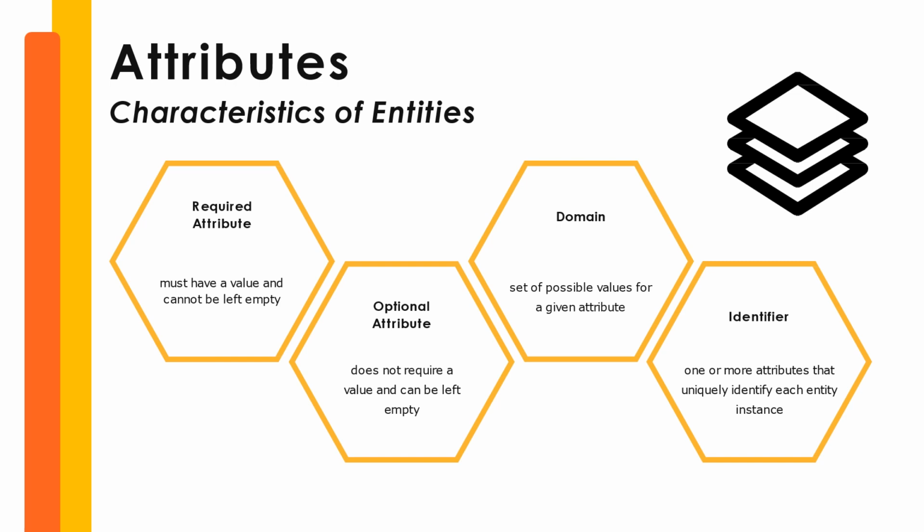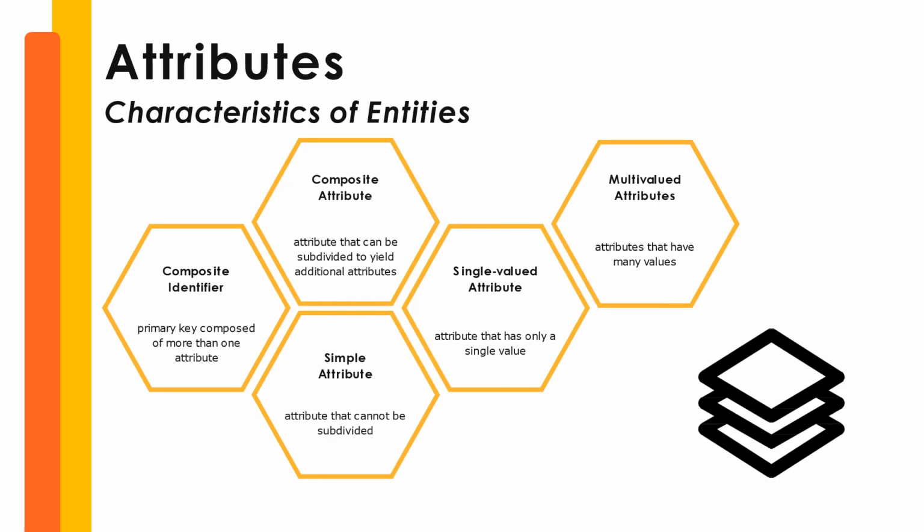An identifier is one or more attributes that uniquely identify each entity instance. The composite identifier is the term we use to refer to a primary key composed of more than one attribute. We also have a composite attribute, which refers to an attribute that can be subdivided to yield additional attributes. We also have a simple attribute, wherein the attribute cannot be subdivided. A single-valued attribute is an attribute that has only a single value, whereas multi-valued attributes are attributes that have many values.